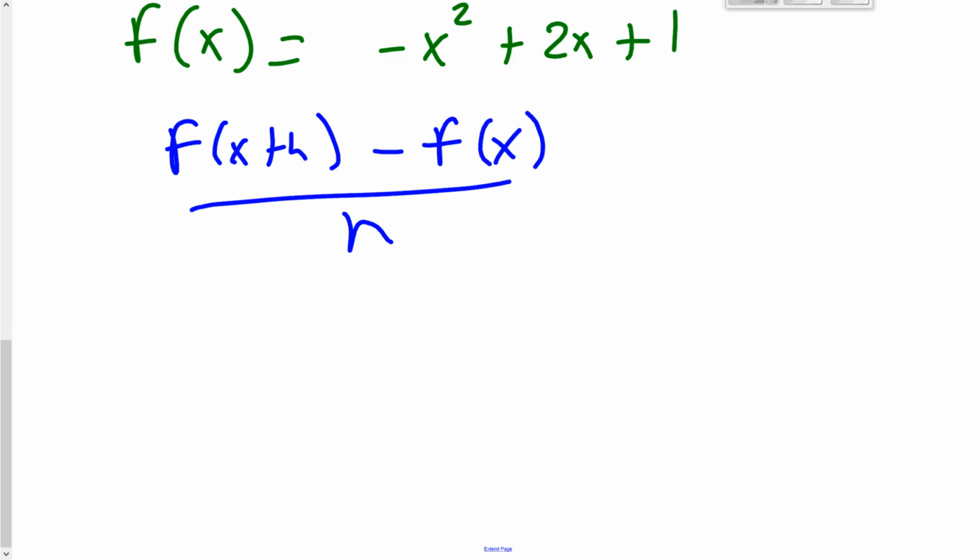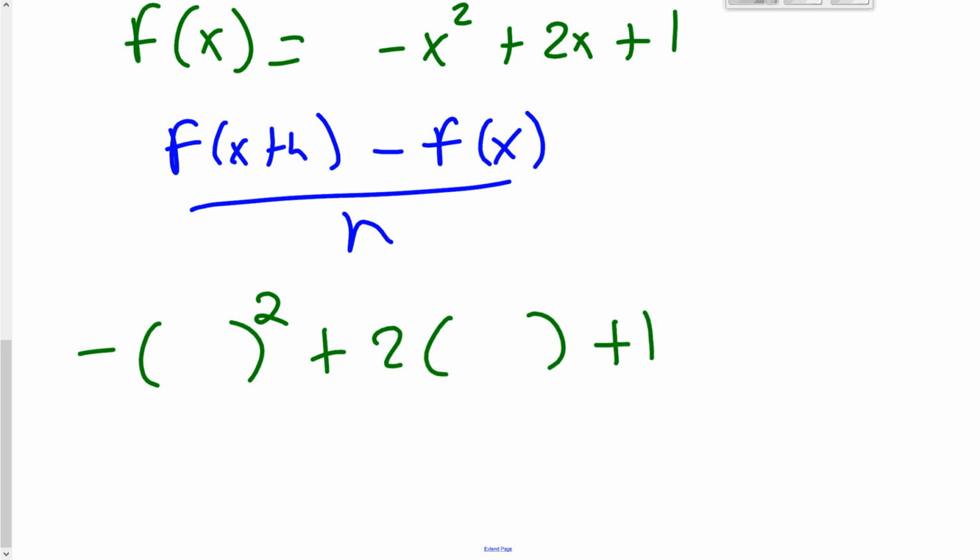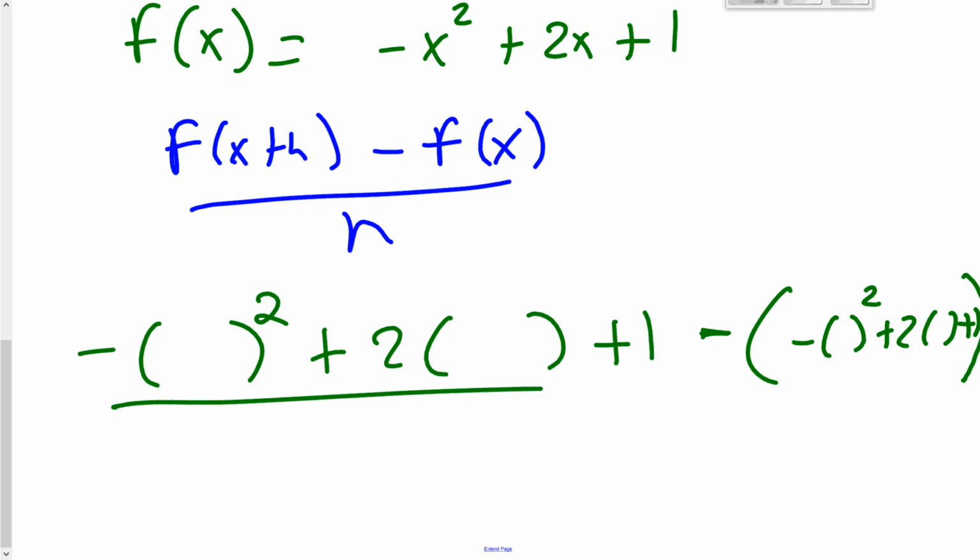Okay, so I write my f of x, which is negative x squared, but I'm not going to write x yet because I'm going to do my parentheses. Right, because I need to plug in x plus h. Then it's squared. Then I'm adding 2 times my x, which again is going to be x plus h. And then I'm adding 1. And then I'm going to subtract my f of x, which is negative x squared plus 2x plus 1. Close that parenthesis, and then the whole thing's over h.